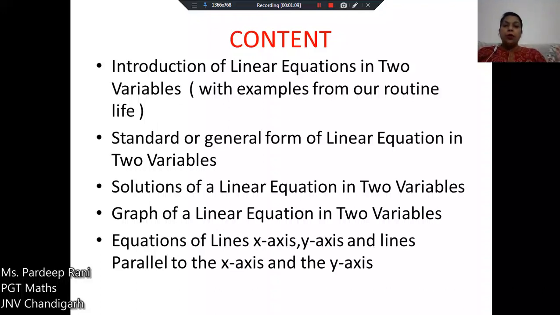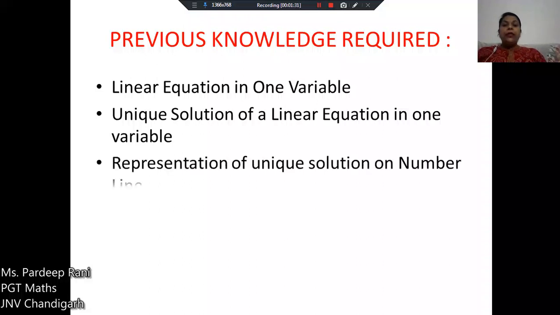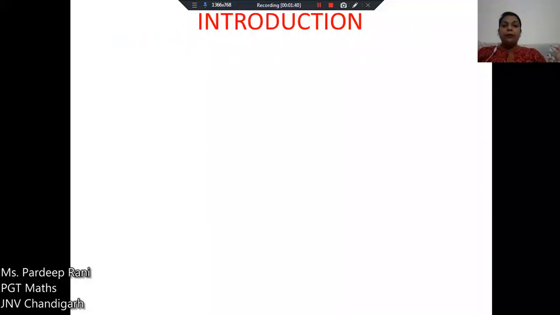For this purpose, all of you must have some knowledge which is already acquired by you, that is knowledge of linear equation in one variable, then unique solution of a linear equation in one variable, representation of unique solution on the number line, and plotting of the points in the Cartesian plane.